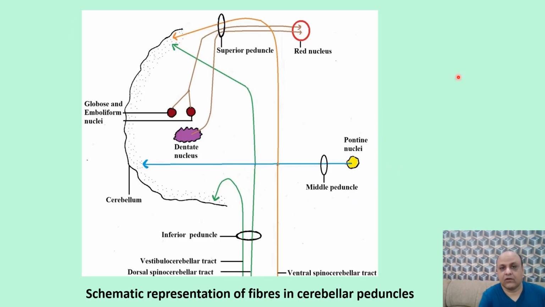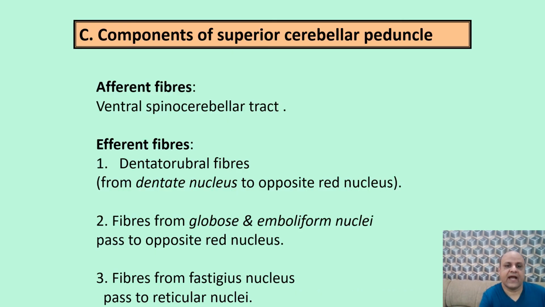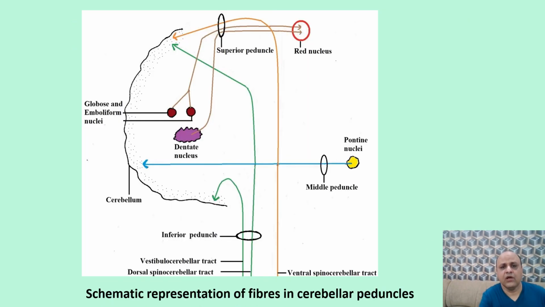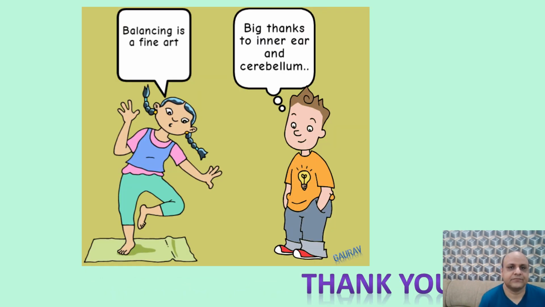Then we concentrate now on the superior cerebellar peduncle. The main afferent component is the ventral spinocerebellar tract. The dorsal spinocerebellar tract was passing through the inferior cerebellar peduncle. So this is the afferent component, while the efferent component is from the dentate, emboliform and globose nucleus. The fibers are passing to the red nucleus. Other than that, some fibers from the fastigial nucleus pass to the reticular nuclei. So you should know what are the fibers which constitute the different cerebellar peduncles.